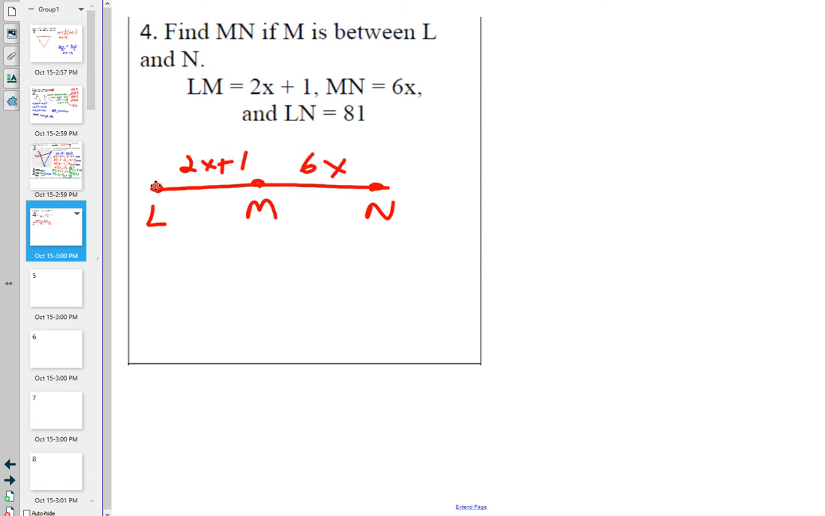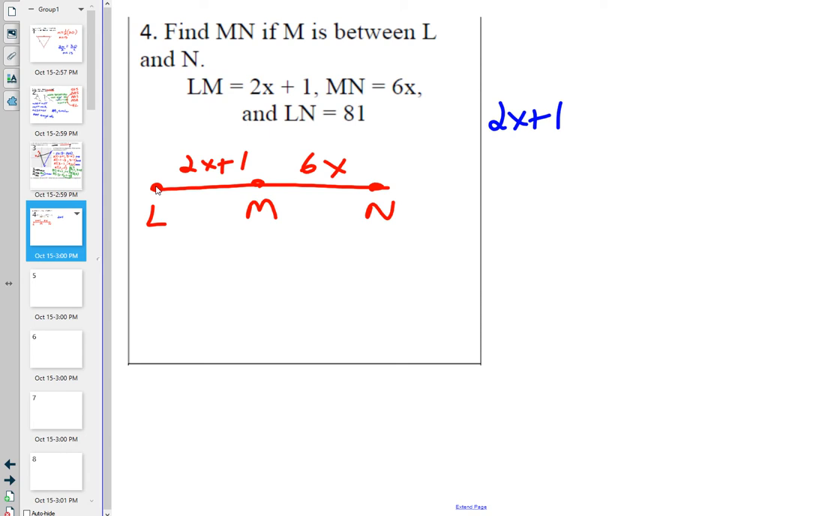Now let's see if we can use this to write an equation. I cannot find MN until I know what x is. Well, give me an equation I can use to find x. 2x plus 1 equals 6x. No, you don't know that, because nowhere does it say that M is in the middle. It says it's in between, it doesn't say it's in the middle.